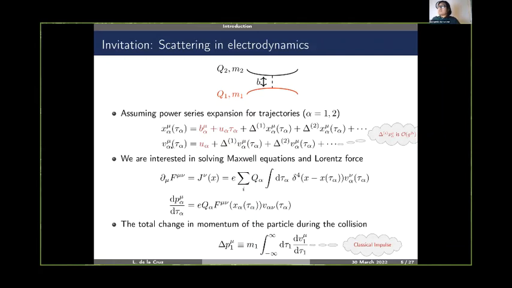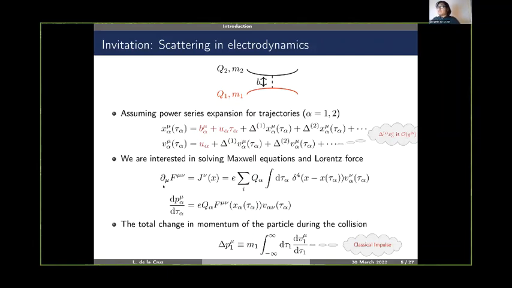And I do the same with the velocity. I just take the derivative of this with respect to some proper time, and I also consider the perturbation of the velocities. So to describe this scattering, what I have to do is solve Maxwell equations coupled with the Lorentz force.